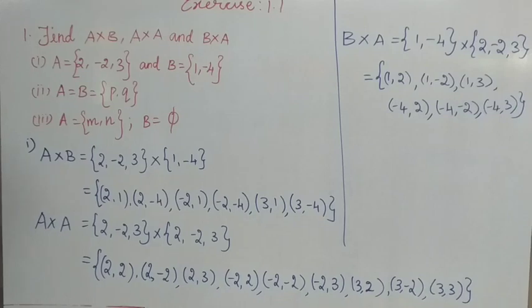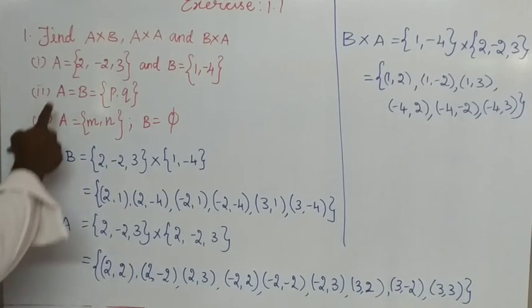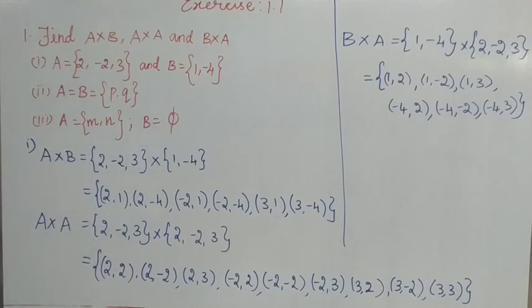So next let us do the answer for the second problem. What is that? A is equal to B is equal to the set of all P comma Q. So now shall I erase this?